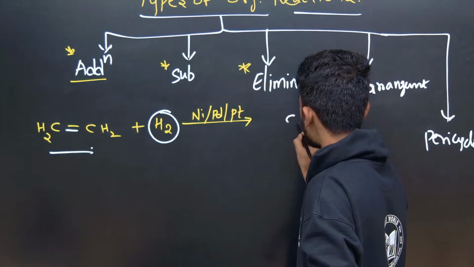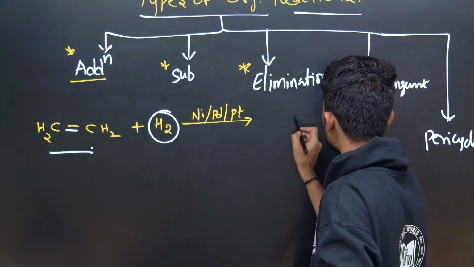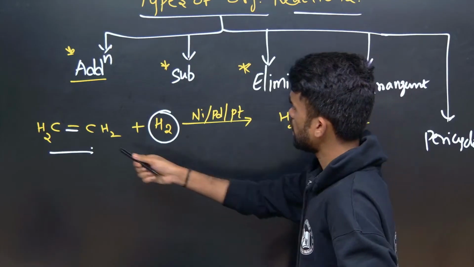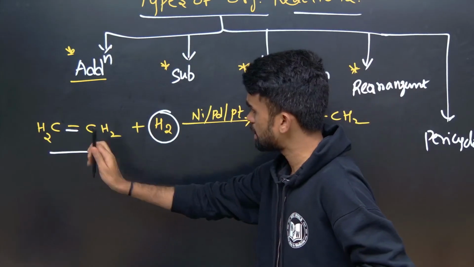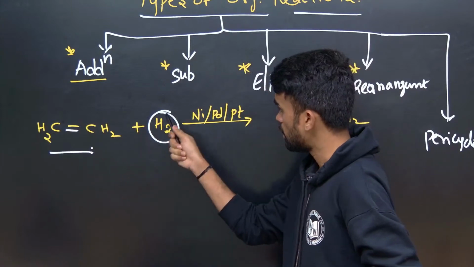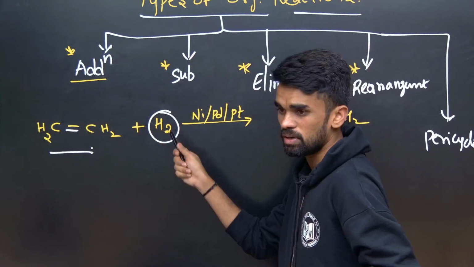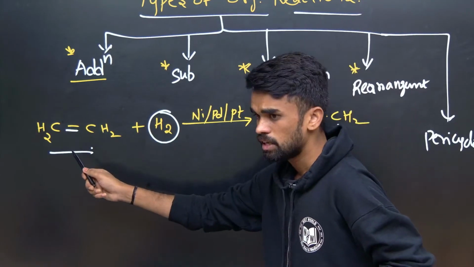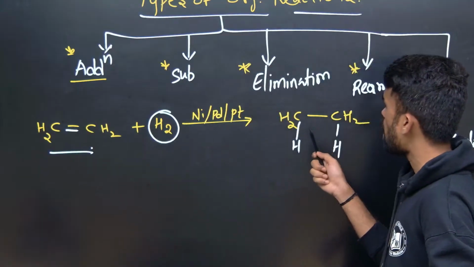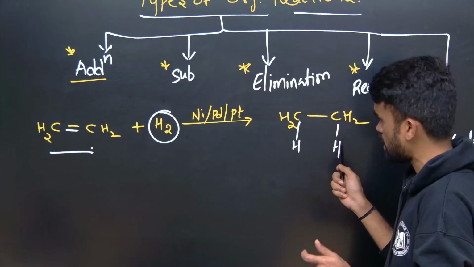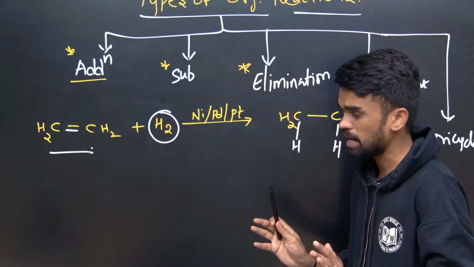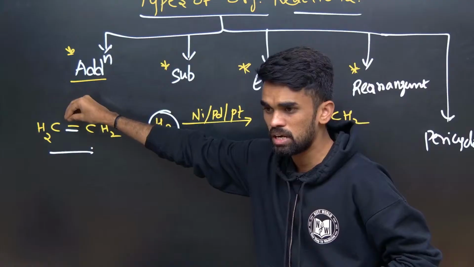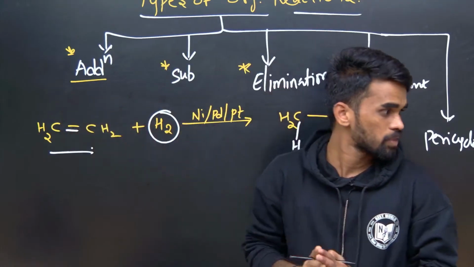Now I am writing that compound as it is, CH2. Here the white colored bond, which we consider a pi bond, is removed, and to each of these carbons one hydrogen is added like this. To the substrate we have added some new groups or atoms, but we haven't removed anything. That is what an addition reaction is: some groups are added to the substrate.